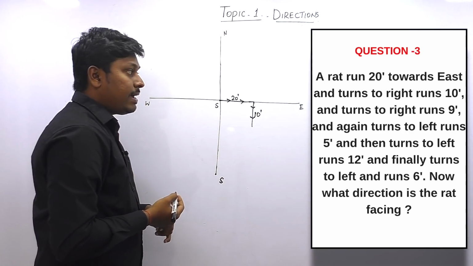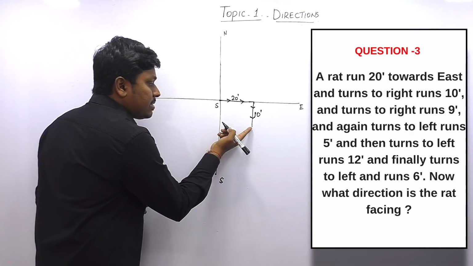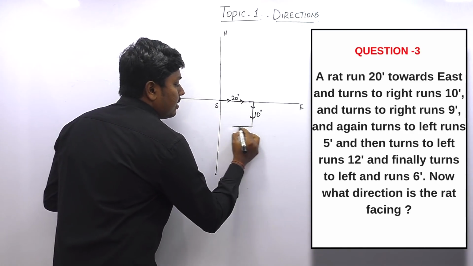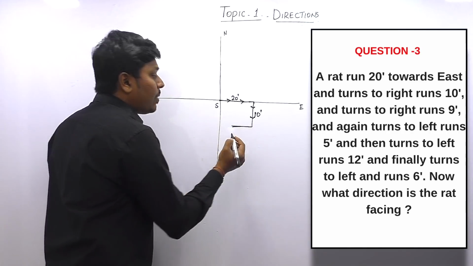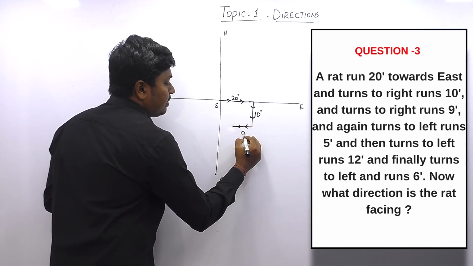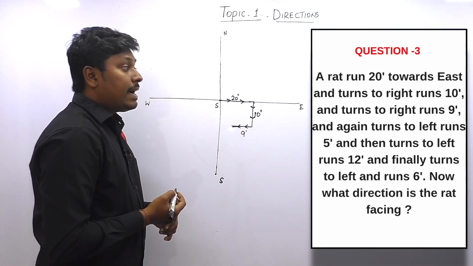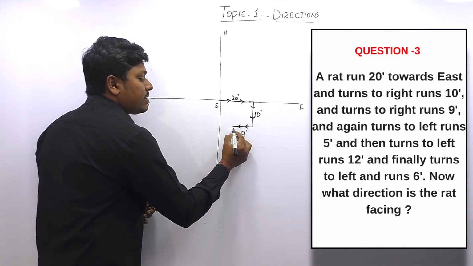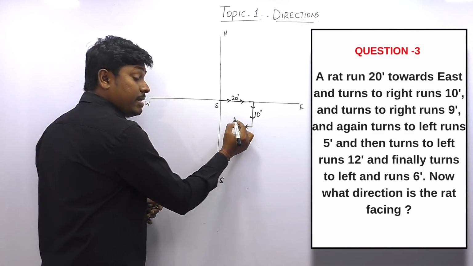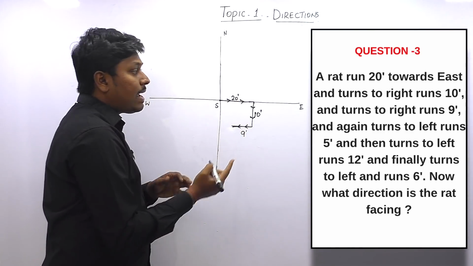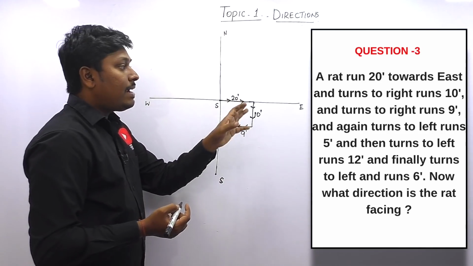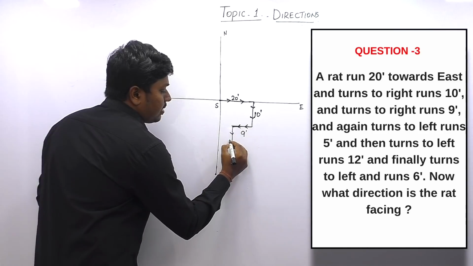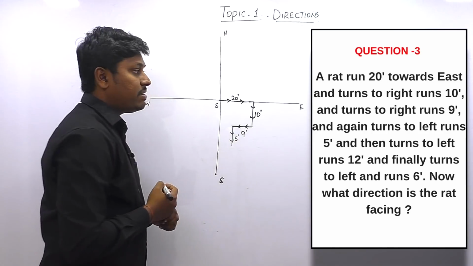And turns right again and runs 9 inch. So from this point, if the rat turns again right, then this will be the right hand side, and the rat is running only 9 inch. So we keep this as 9 inch. And again turns left, runs 5 inch. So if the rat is running in this direction, the left hand side will be this side and the right hand side will be this side. So what they are saying is, after reaching this point, the rat turns left and runs 5 inch. So this will be left, and the rat is running 5 inch.